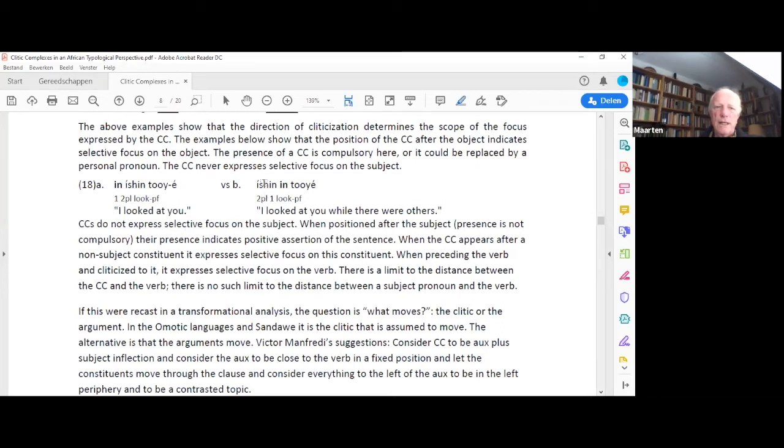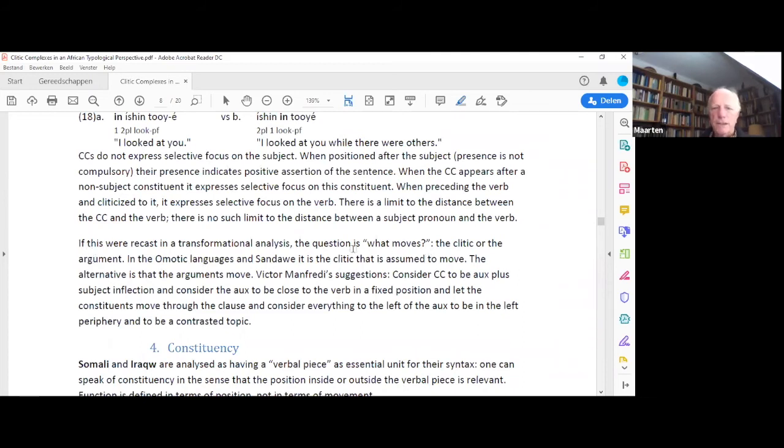So I looked at you, and if the you is before the clitic complex, this is Konso. When you put this before the verbal complex, the clitic complex, then it means that the you is selected from a selection, from a collection. So you will see you, but not certain others that are also there. They do not express selective focus on the subject. So for many of them, it's not subject focus. It is in Somali, it is to some extent in Konso.